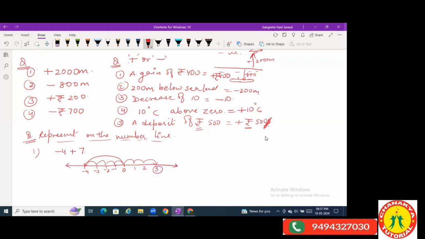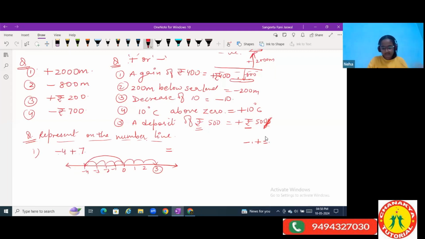And if you had to do this without a number line, then, Neha, look, you were asking this, no? If you had to do this without a number line, then what would you do? See here, we have two numbers with different signs, positive and negative. So when we have two different signs, what do we do in that case, Neha? Ma'am, we subtract. We do subtraction.